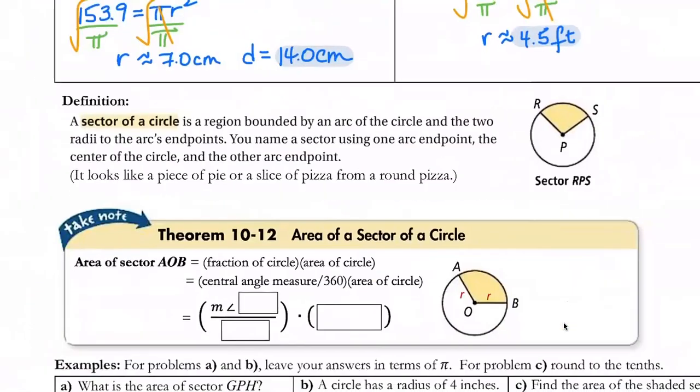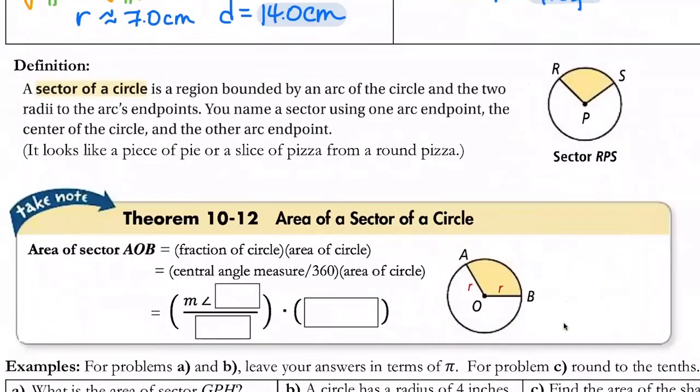Okay, what's going to be new here is what's called a sector. So a sector is simply a segment of a circle that is formed by two radii. So radius, radius, and then an arc of the circle. So it's that thing that looks like a slice of a round pizza or a piece of a round pie.